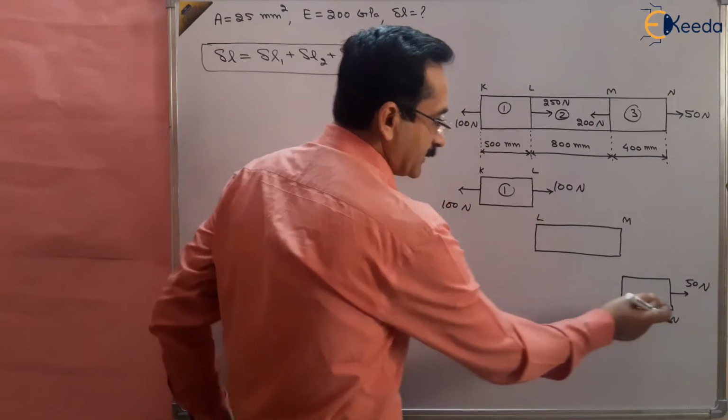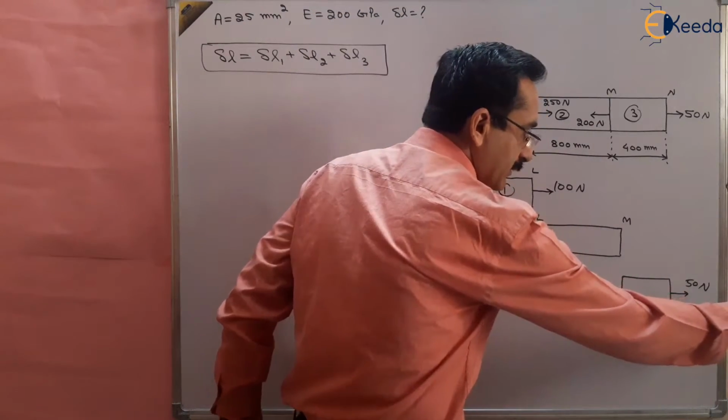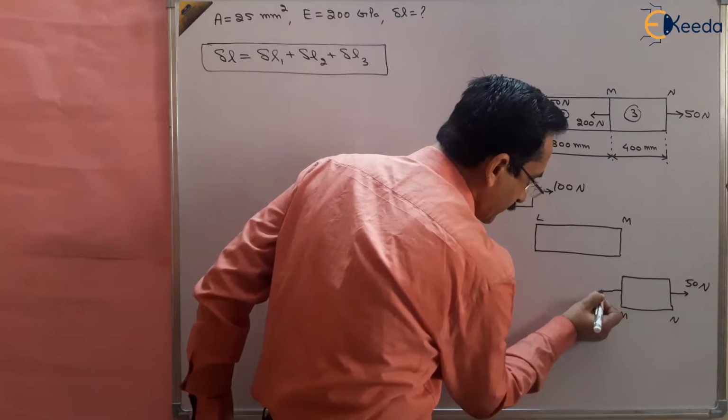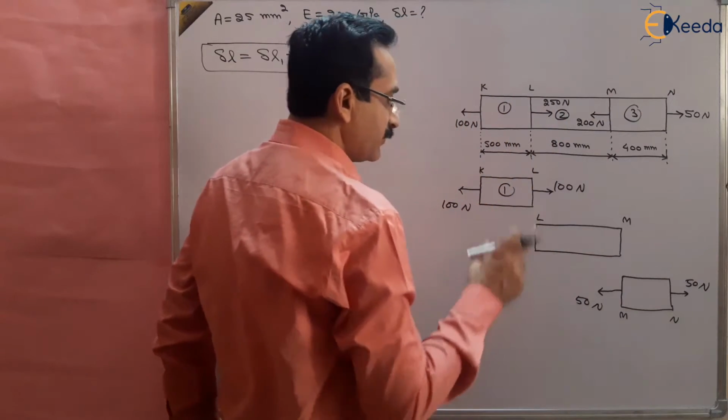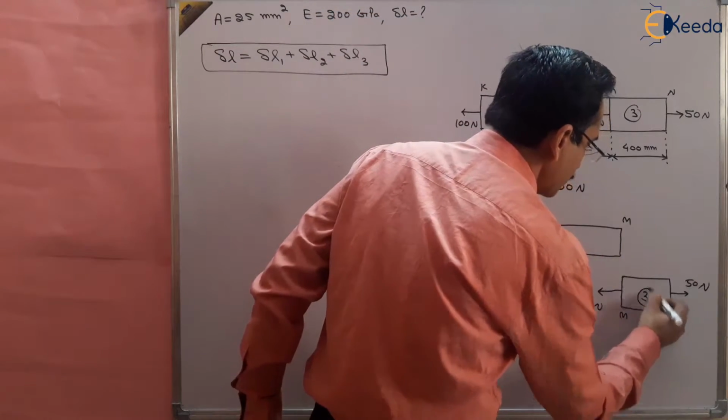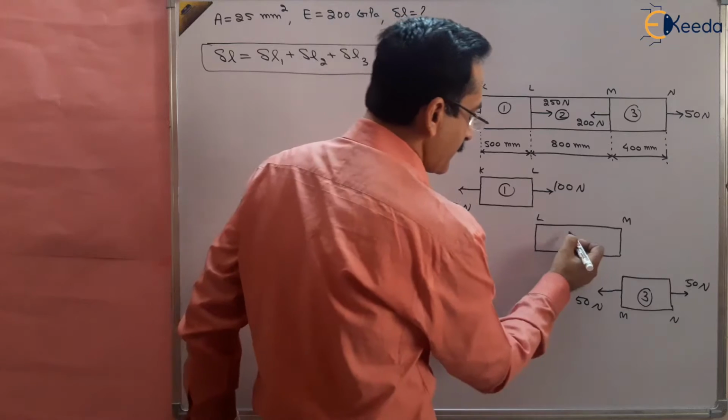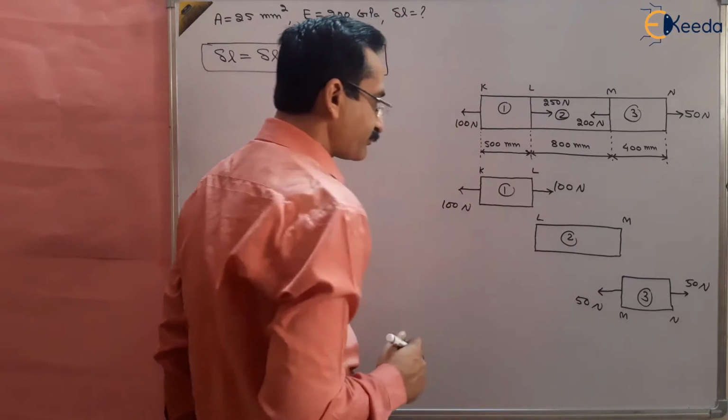In the third part, if the 50 Newton load is rightward, there should be a 50 Newton load leftward so that the body may be in static equilibrium. So we now know that in the third part the 50 Newton load is applied, right? But what is the load on the second part?